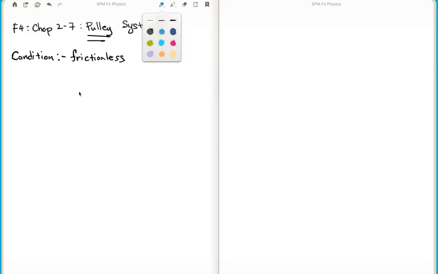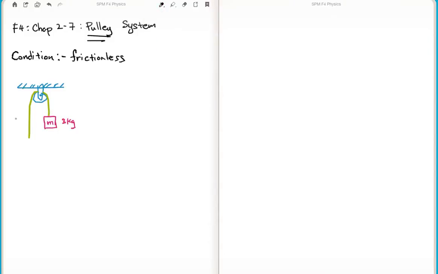Let me give you an example, perhaps we learn from example. This is a pulley, and you have a rope going around over it. Then there is your load or mass M, which I will assign as 3 kg. And maybe you are pulling it.